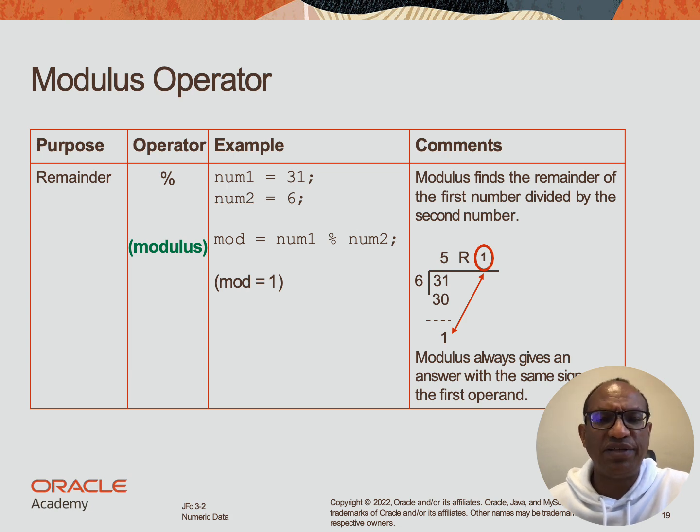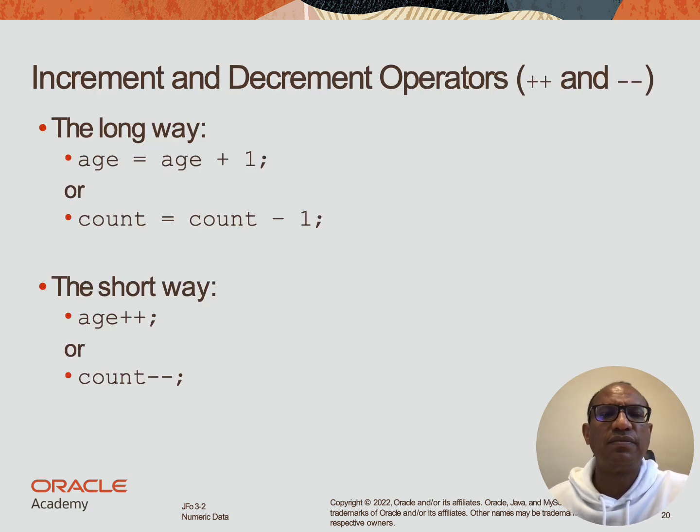The modulus operator, %, returns the remainder of a division. It's useful in many logic and loop conditions. Java allows increment and decrement using plus plus and minus minus. These operators are shortcuts to add or subtract the value of 1.